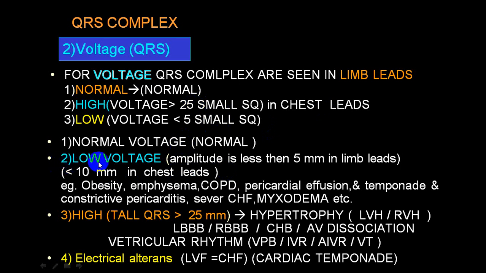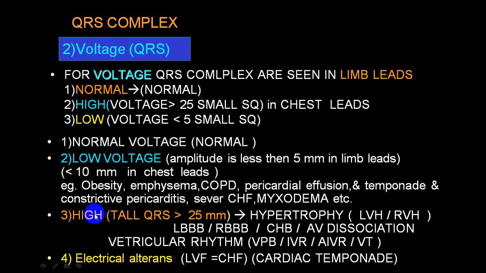So there are some conditions where there will be low voltage. Classical examples we have already discussed before: obesity, emphysema, COPD. These are non-cardiac conditions, and you will get a low voltage ECG. In a case of pericardial effusion, pericardial tamponade, constrictive pericarditis, severe congestive heart failure, you will get a low voltage ECG. In a case of myxedema also, because of secondary pericardial effusion, you will have a low voltage.